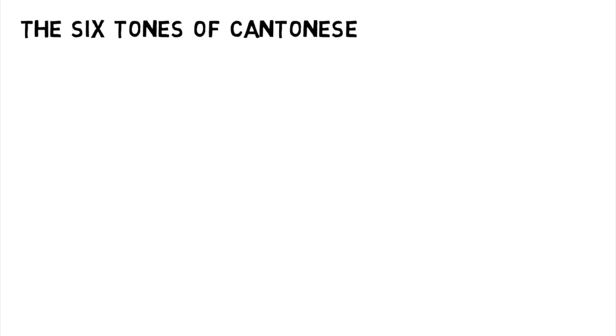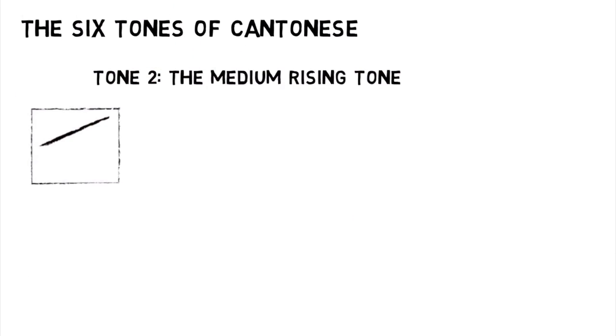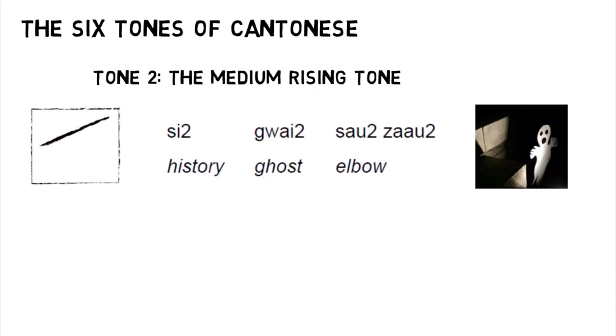So, our next 2 tones. These start at the middle of your voice. Tone 2 is the medium rising tone. So it starts at a middle pitch and goes all the way up. And it sounds much like the tone we use in English to ask a question. It sounds like this. 屎, 鬼, 手, 爪.